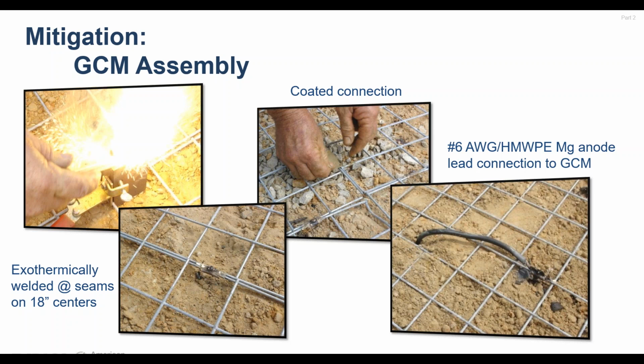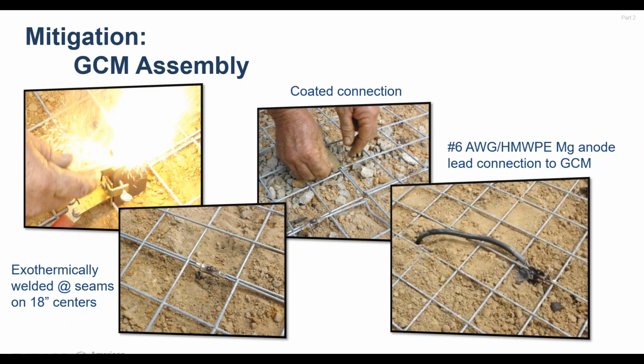Again, you're building a gradient control mat, so it's essential that you electrically connect that mat so that it functions as a monolithic structure. As we create those exothermic wells, you'll see us come back over the top of that to coat that connection, usually using a wax tape product to do that.